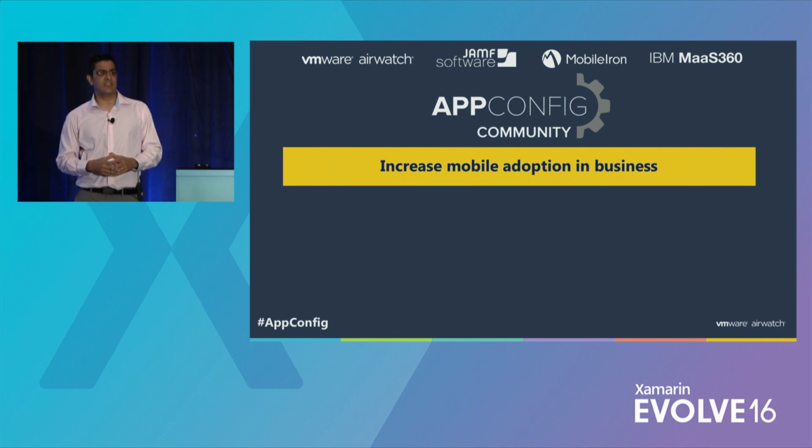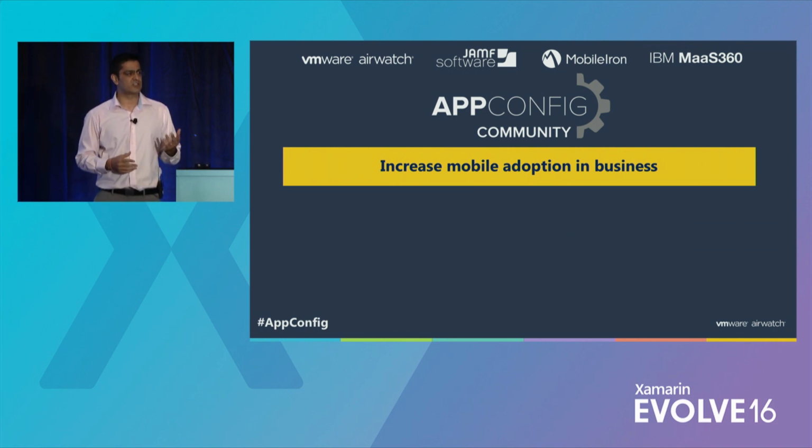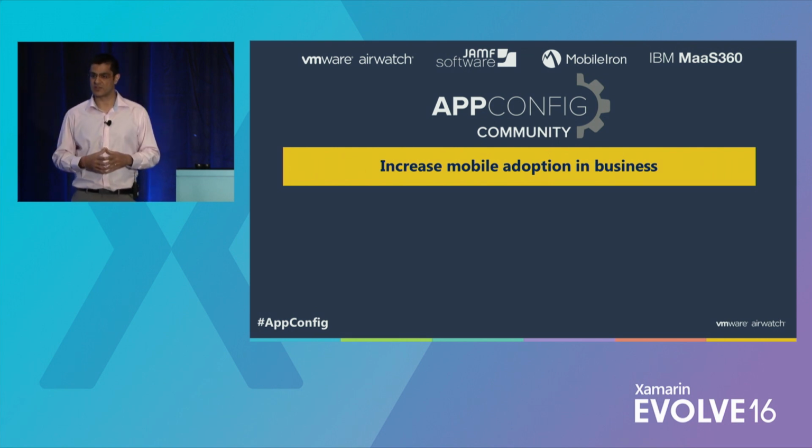Four of the leading EMM providers got together, AirWatch, MobileIron, IBM, and Jamf, and we created this community called the AppConfig Community. The purpose of the community is simple. We want to accelerate the adoption of mobile in enterprise by letting you use native OS controls, which means as a developer, you don't need 6 versions of your app. You build 1 version. It works with all the different EMM providers that are part of the AppConfig community. And I can't really give you names today, but I can tell you that there are other EMMs that will be joining the community pretty shortly as well.